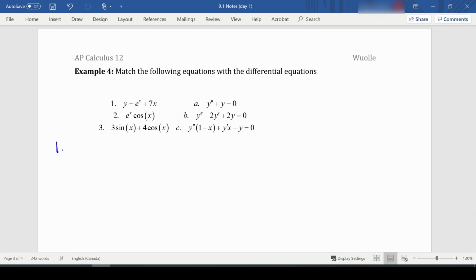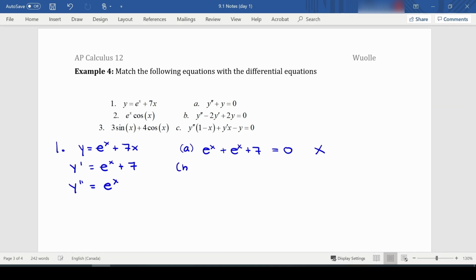So if I start with equation 1, we have y equals e to the x plus 7x. Y prime is going to be e to the x plus 7. And y double prime is going to be e to the x. So if I plug each of these into each of a, b, and c, which differential equation does it work for? So if I try it in a, I get e to the x plus e to the x plus 7. It's supposed to equal 0. It does not. We can tell by looking at it. That's going to give you 2e to the x plus 7. That is not 0.